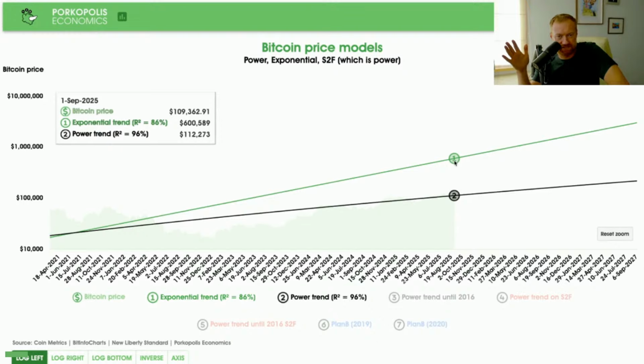The power trend that I calculate is 112K. If Bitcoin were exponential, it should be around 600K at the moment. It's just not what it does. Bitcoin is not an exponential asset. The R squared is worse here. The price is insanely bad.